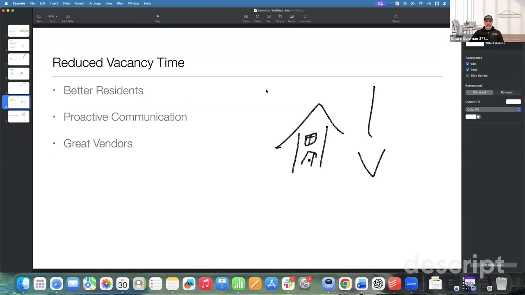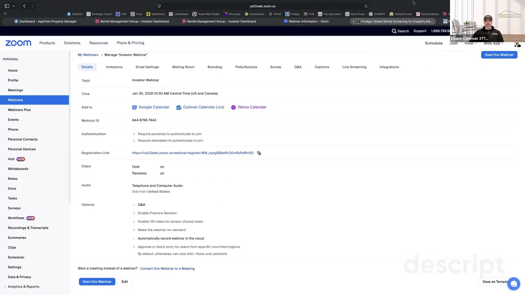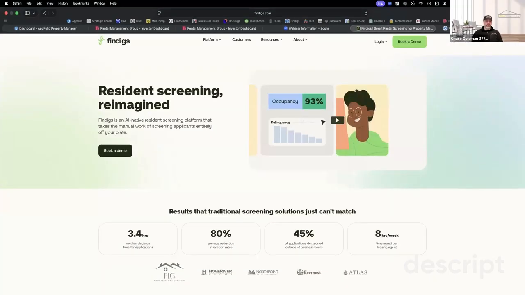So the first one is better residents. Right now, we use a platform called Findigs for our screening. I don't know if this is available to the average consumer. We have it as a property management company, but I'll tell you the things that are important and why we like Findigs. The first one is when COVID happened, we got a high rate of fraud, identity fraud. We actually used a different system. So people were obviously stealing identities. Everyone was by their computer during COVID.